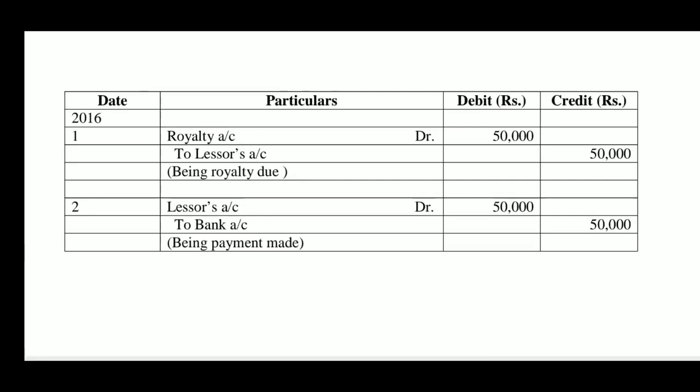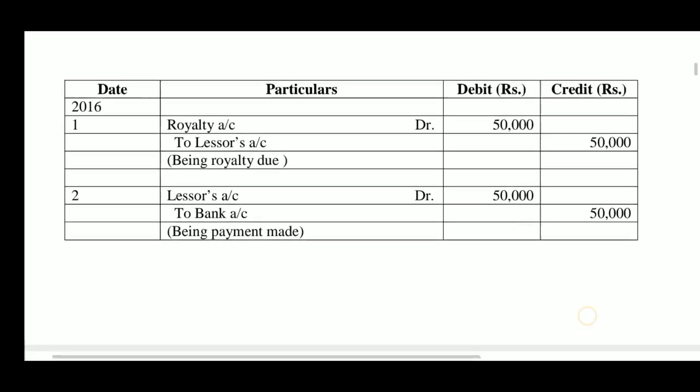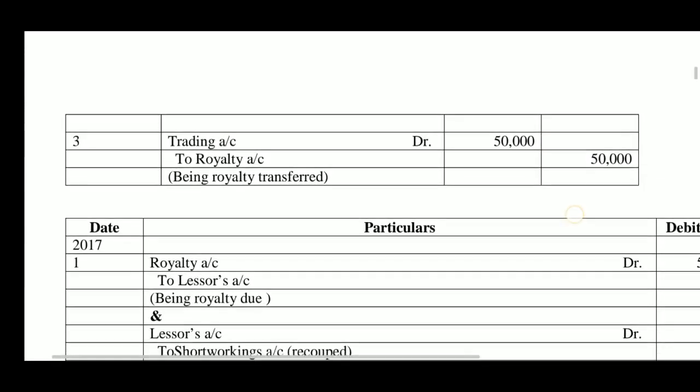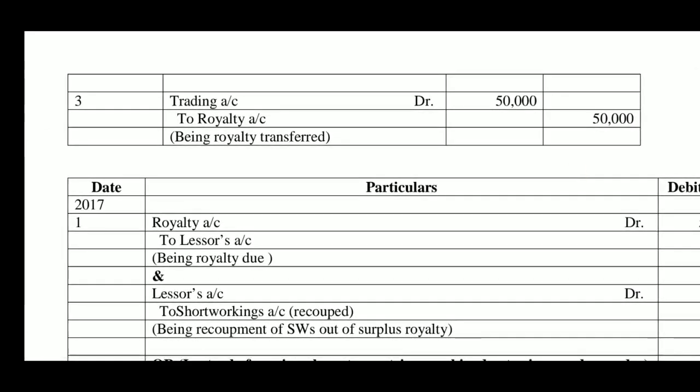Royalty and minimum rent are one and the same. So, royalty account debtor to lessor's account. We have to see here royalty is due being royalty due. Second entry, now payment is made, lessor's account debtor to bank account being payment made 50,000 rupees. Then see the third entry, royalty is ultimately transferred, trading account debtor to royalty account 50,000 rupees being royalty transferred.